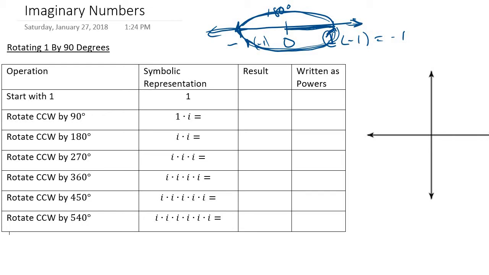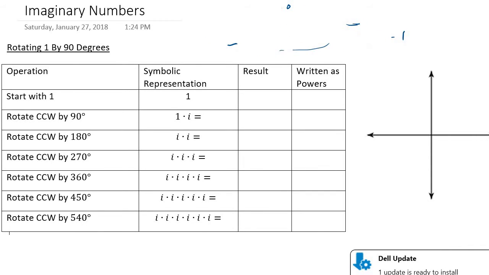All right, so similarly, is there any number by which we can multiply 1 that will rotate it by 90 degrees? That's a question that we're going to explore. We want to multiply the number 1 by some number that will result in a rotation by 90 degrees.